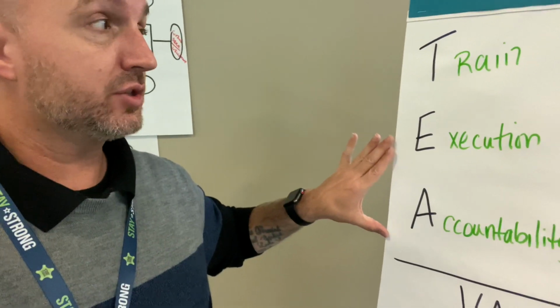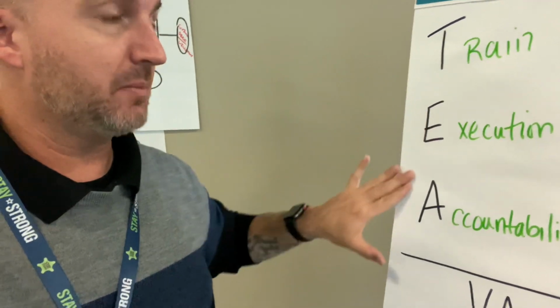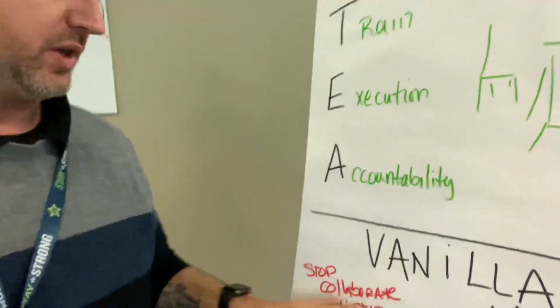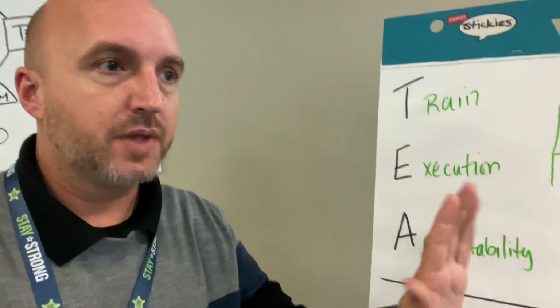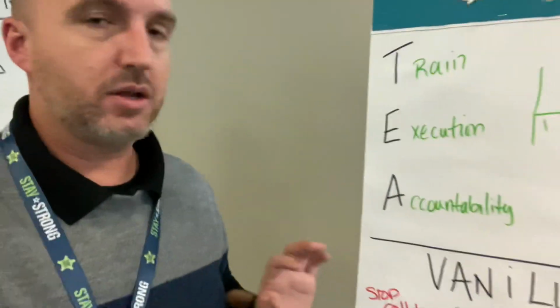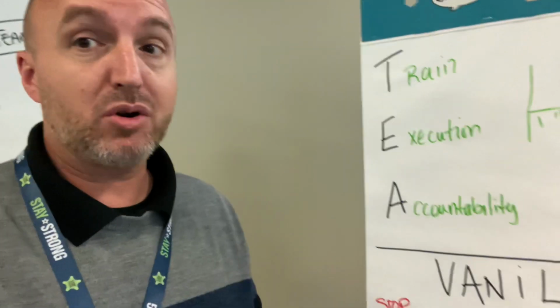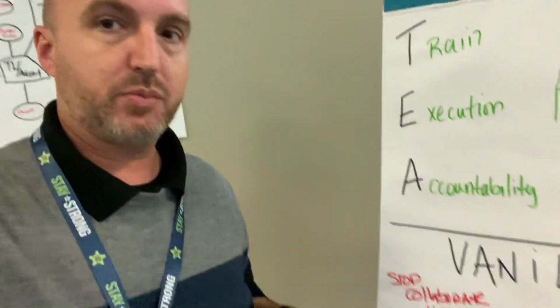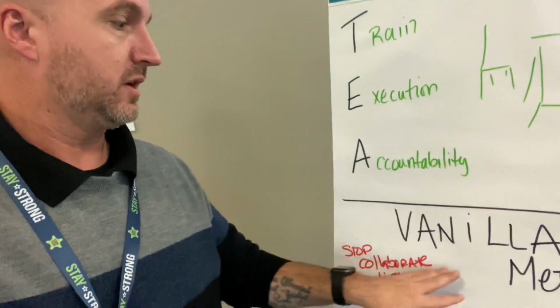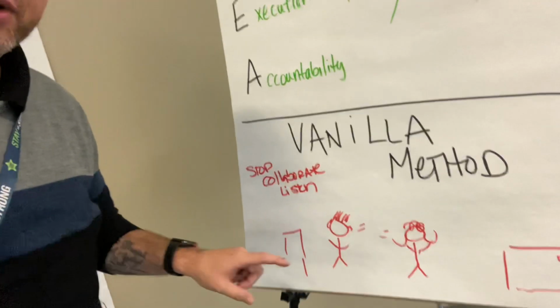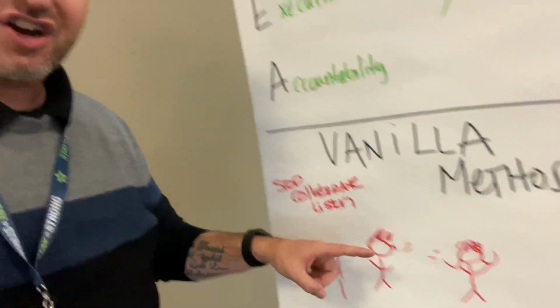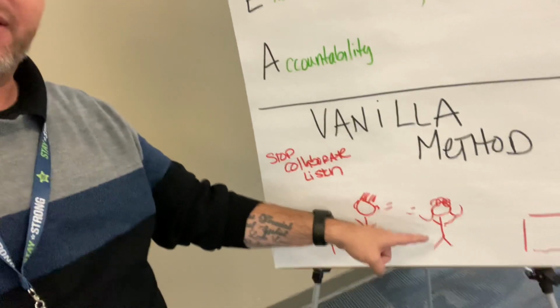When you establish why the expectation isn't being met using our tea time, we then need to go into the vanilla method. What is that? Stop, collaborate, and listen. Yes, I know, it's silly, it's cheesy, but it's memorable because it's cheesy, especially with people my age, with Vanilla Ice. So vanilla method is stop, collaborate, and listen. And then I put a gentleman with Vanilla Ice hair. Yes, that's awesome.